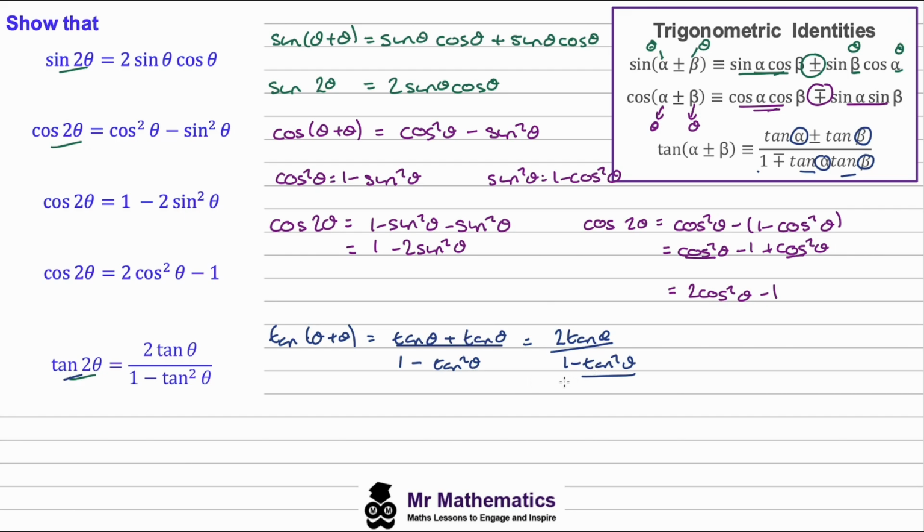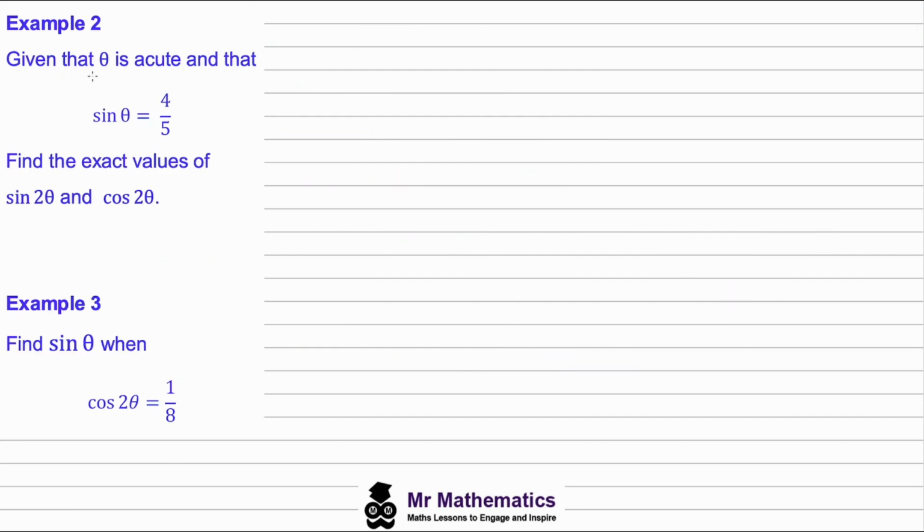So these are the double angle formulae that you need to know. They're not given in a formula booklet, so you need to know how to prove them. In example 2, we're going to look at how we can apply them. Okay, so we're given that theta is acute and that sine theta equals 4/5. We need to find the exact values of sine 2 theta and cos 2 theta.